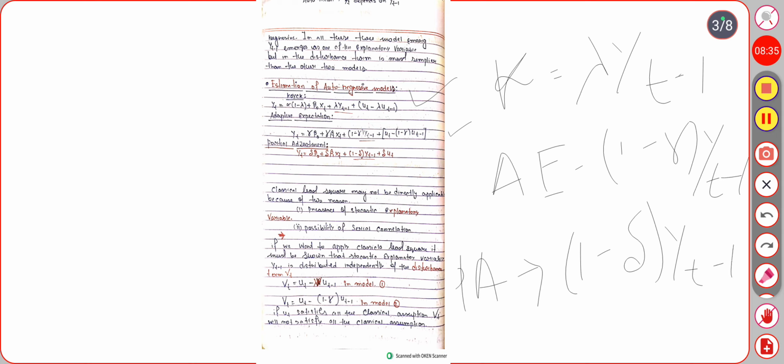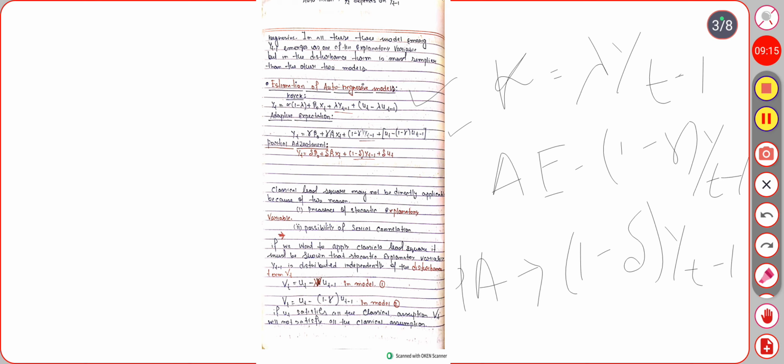So in both the Koyck and adaptive expectation models, and also in the partial adjustment model, yt depends upon yt minus 1. There is a relation between the current period and the previous period. So classical least squares may not be directly applicable because of two reasons. First, the presence of a stochastic explanatory variable, and the possibility of serial correlation.